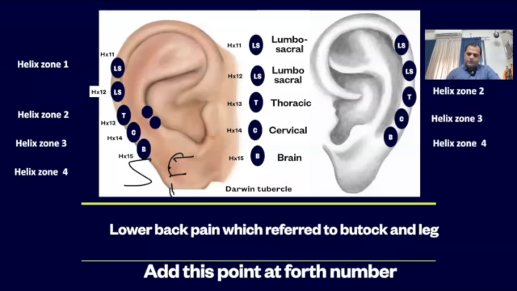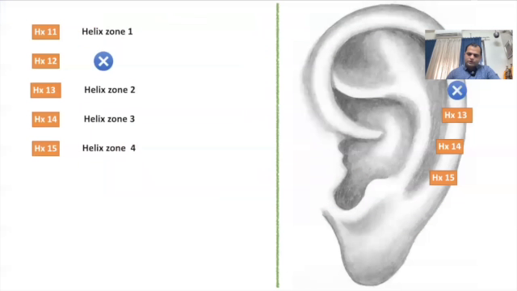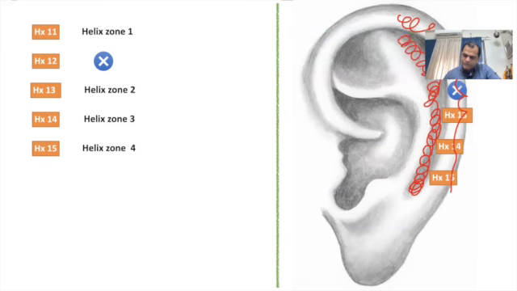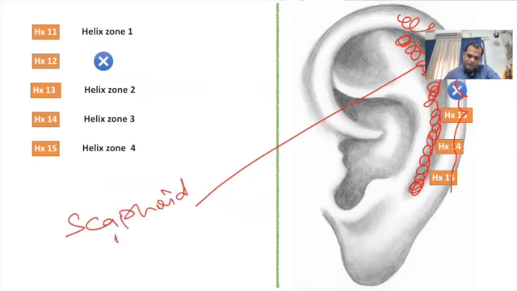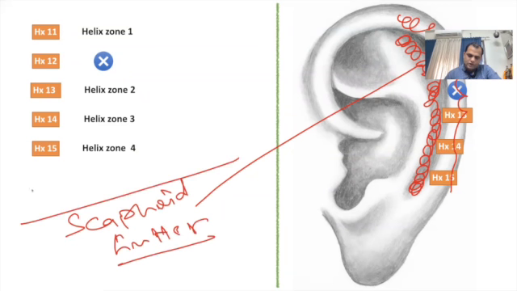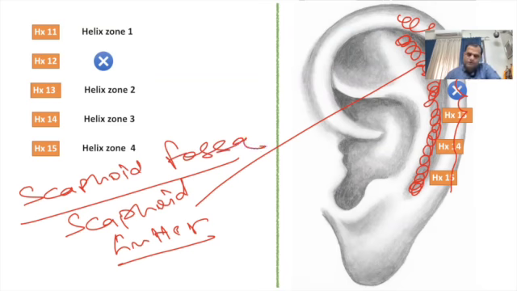If you see in another image, look here, this is the helix and this is called Scaphoid Fossa. ये गटर की तरह, एक नाली की तरह है, इसीलिए इसे स्कैफॉइड गटर भी कहते हैं। The other name of the Scaphoid Fossa is the Scaphoid gutter. So these are the names. In short, we call it SF.